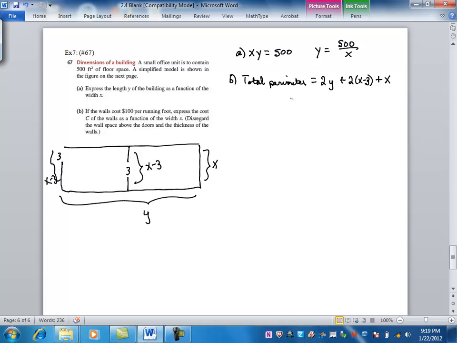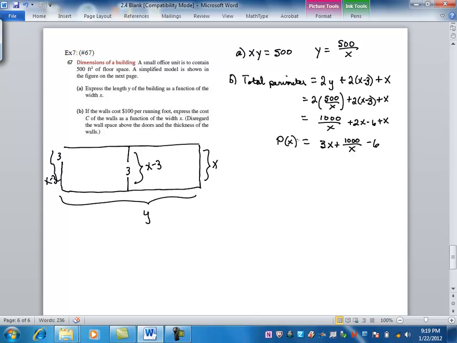Now we'll keep in mind that we are going to substitute 500 over x in for y. Okay, and I'll leave this as 2 times the quantity x minus 3 plus x. So what do we have here? Well, we've got 1,000 over x plus 2x minus 6 plus x. Let's clean this up now. We have 3x plus 1,000 over x minus 6. That equals my perimeter in terms of x.